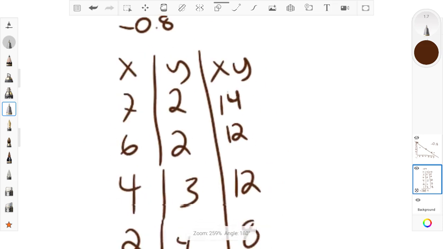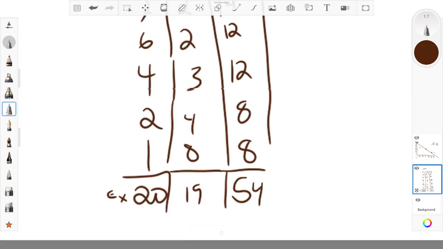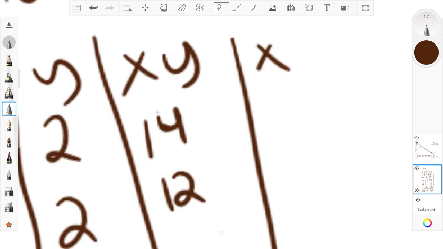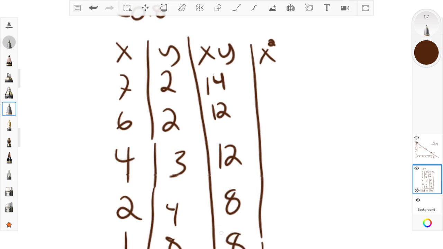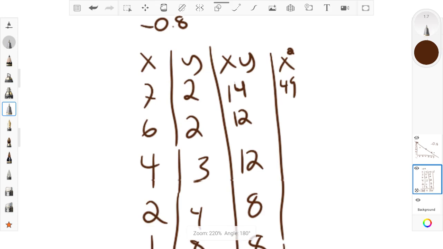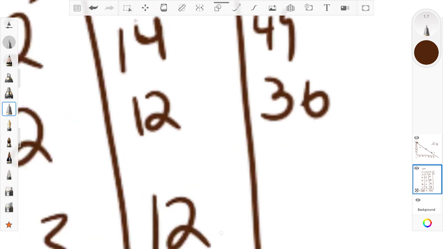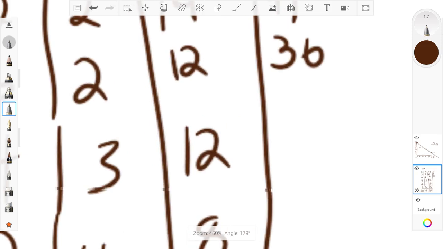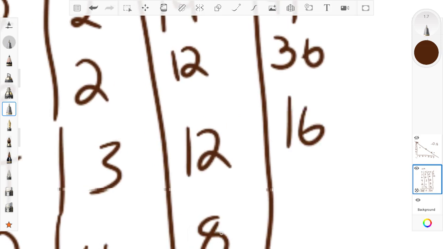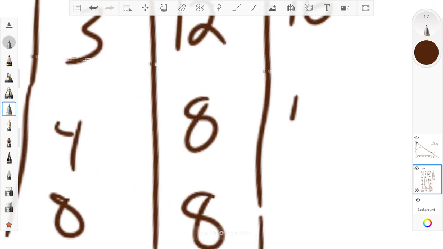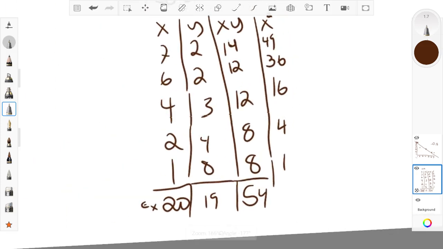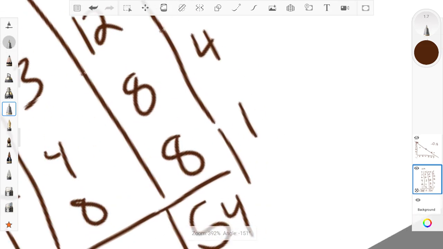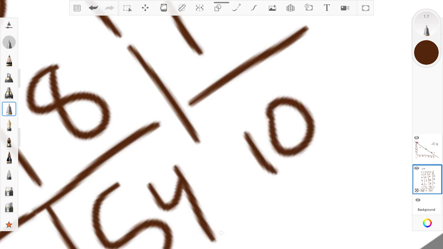Now we'll find our x squared. So 7 times 7 is 49. 6 times 6 is 36. 4 times 4 is 16. 2 times 2 is 4. 1 times 1 is 1. 49 plus 36 plus 16 plus 4 plus 1 is going to be our sum of 106.